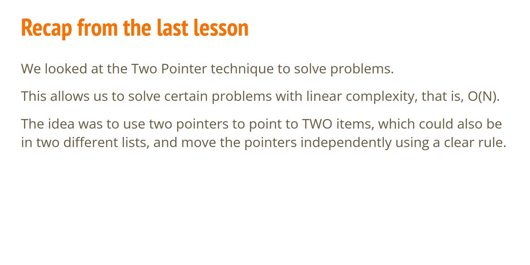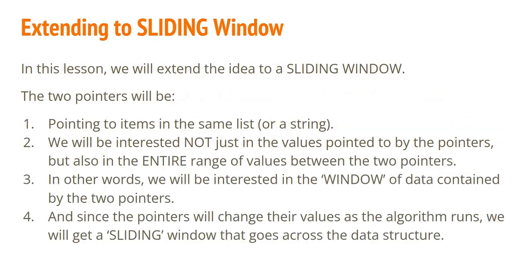So the idea there was to use two pointers to point to two items, which could be in different lists. Move the pointers independently with a clear rule, and the focus of interest was the values at which the pointers are pointing. In this set of videos, we are extending this idea to a sliding window.